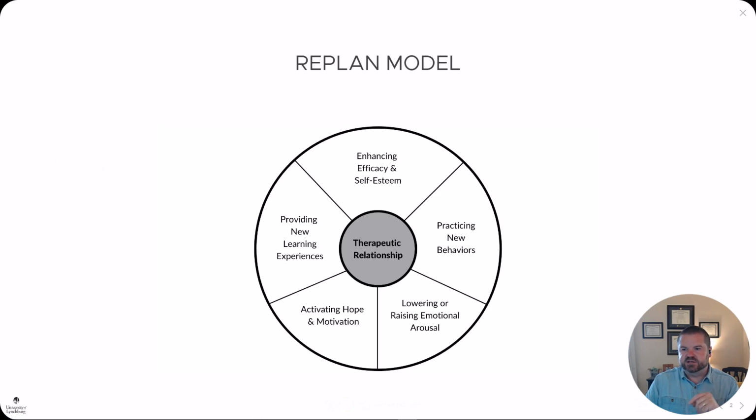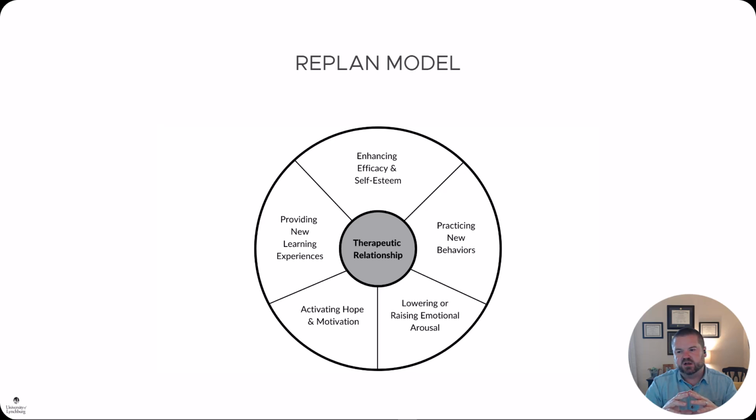So this is what we call the REPLAN model. It's an acronym. And you can see the R stands for relationship, which is the center of the model. And obviously we know it is the most influential factor in the therapeutic process. So the relationship is at the center. That's the R in the REPLAN model. And then you can look around the model here and see where the acronym comes from. But we're going to talk about these each individually.